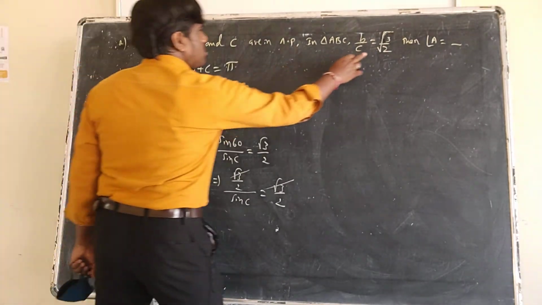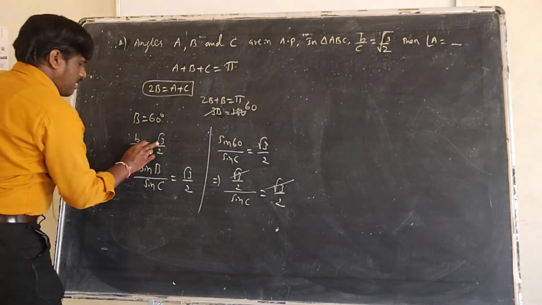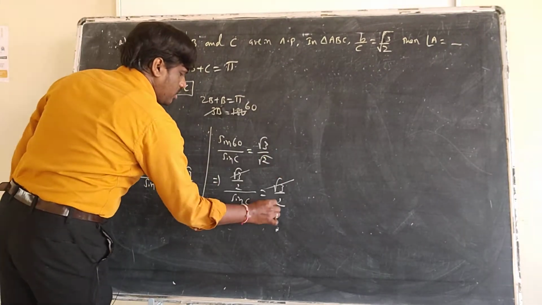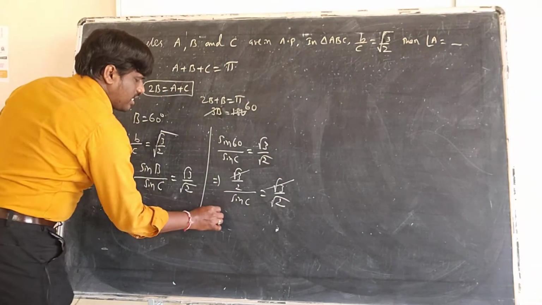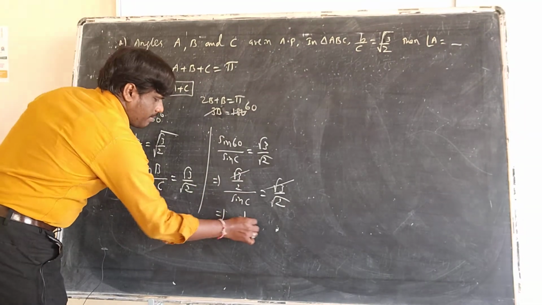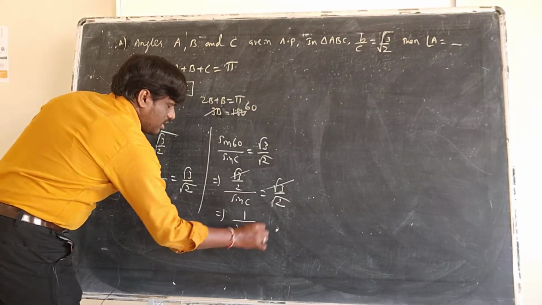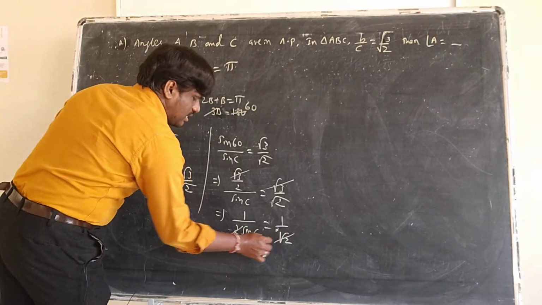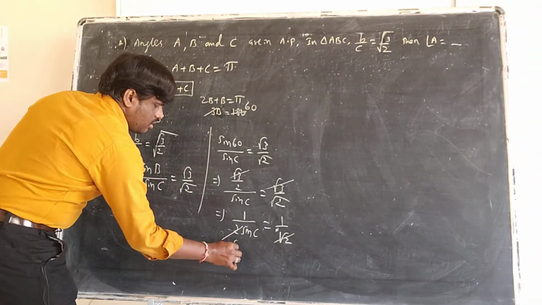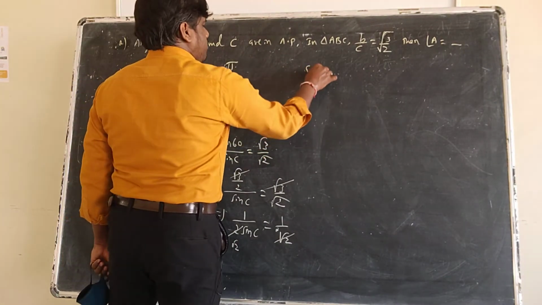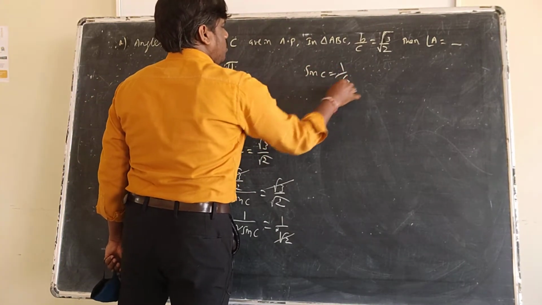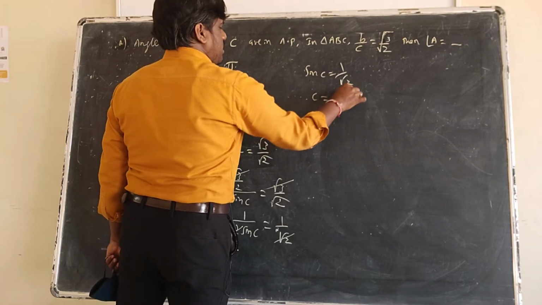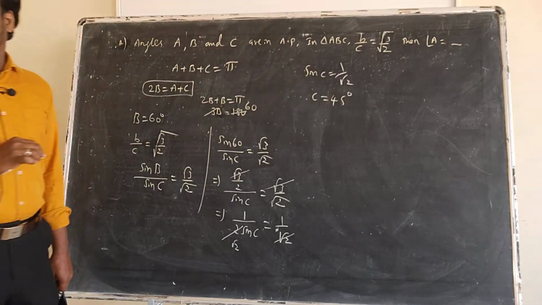Actually this is under a complete root. So here you get root 2, here root 2, and you can write 1 upon 2 sin C is equal to 1 upon root 2. So root 2 will cancel root 2 here. So sin C value will become 1 by root 2. So C value, when sin C is 1 by root 2, is 45 degrees. So C value is 45 degrees.